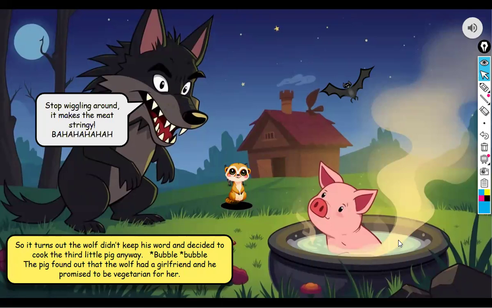All right, so who are we going to trust to deliver that message to the wolf's girlfriend? The bat or the mongoose? Who do you think will be better at delivering that message and saving his life? Bat, the mongoose. Class is divided. All right, let's see who's the correct choice here.